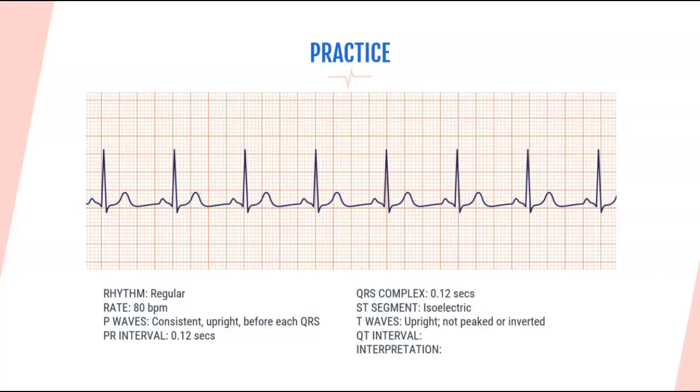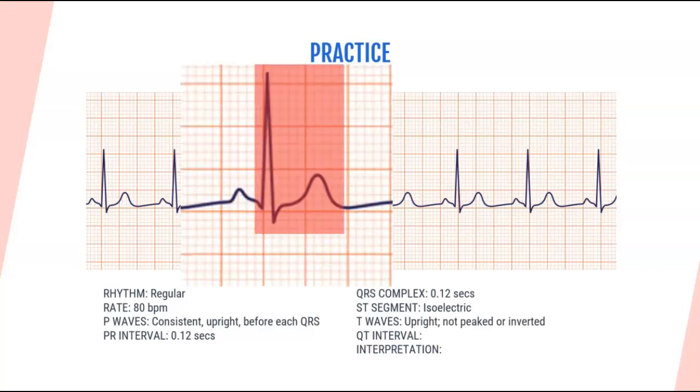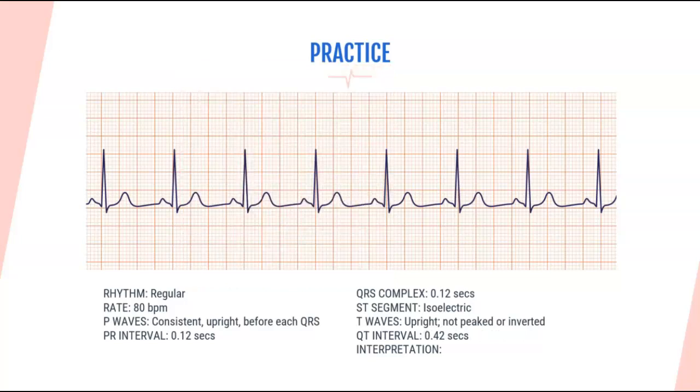Step 8 is measuring the QT interval, which is the beginning of the QRS complex to the end of the T wave. There are 10.5 small squares. Multiplying that by 0.04 seconds gives you a QT interval of 0.42 seconds, which is within normal range. After going through all 8 steps, we can then interpret the rhythm, which is normal sinus rhythm.